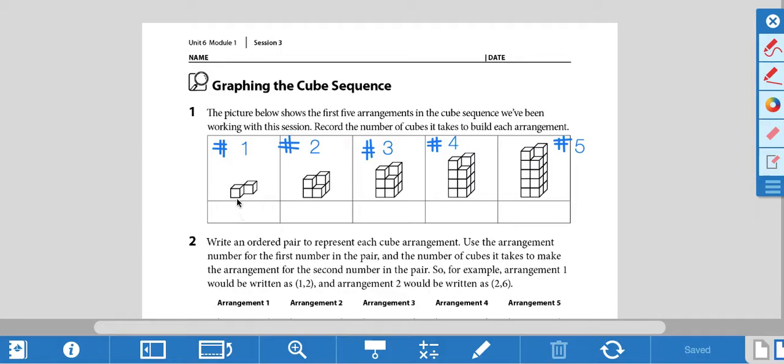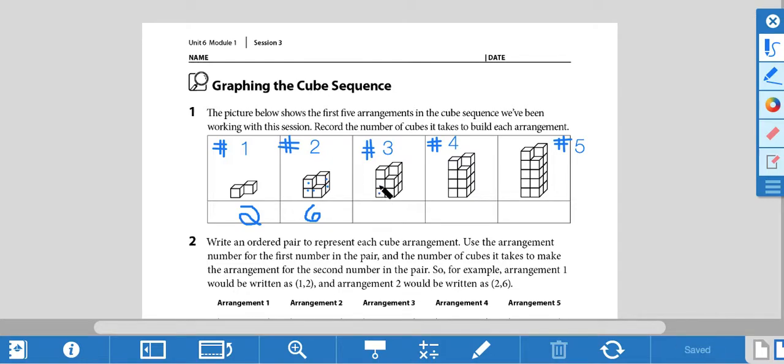So it is asking for us to write the number of cubes that we see. The picture below shows the first 5 arrangements in the cube sequence we've been working with this session. Record the number of cubes it takes to build each arrangement. So I'm going to come over here, and I guess I'll just use like blue. And then I see that this is 2. And then we went over this before. We have 1, 2, 3, 4, 5, and there's one in the back, so we know that this is 6.